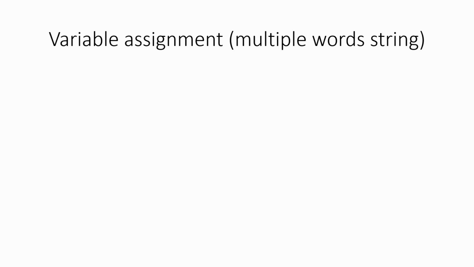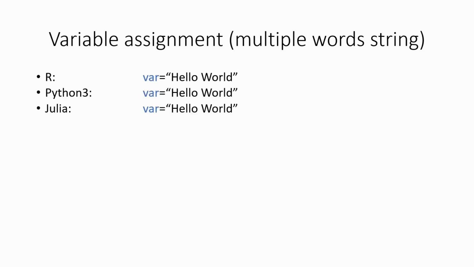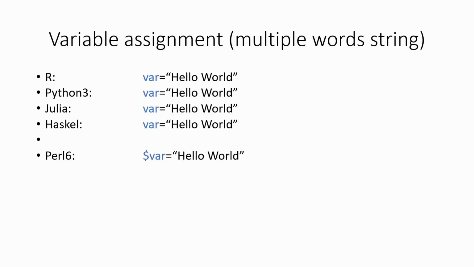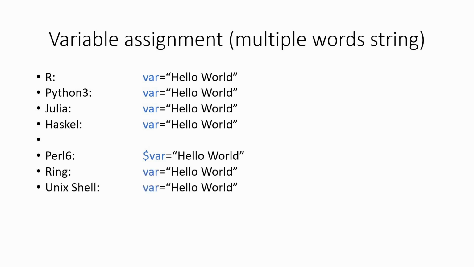Now let's see multiple words. For R, Python 3, Julia, Haskell. For Perl 6, dollar symbol is mandatory. In Ring and Unix shell, now the quotation marks become mandatory.